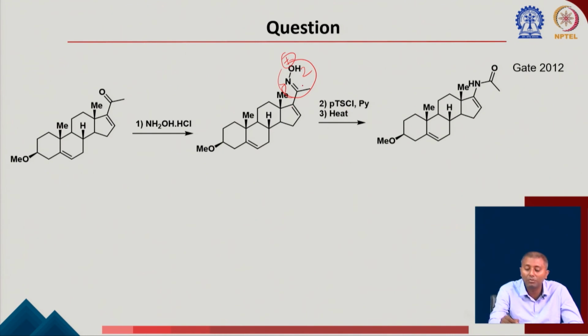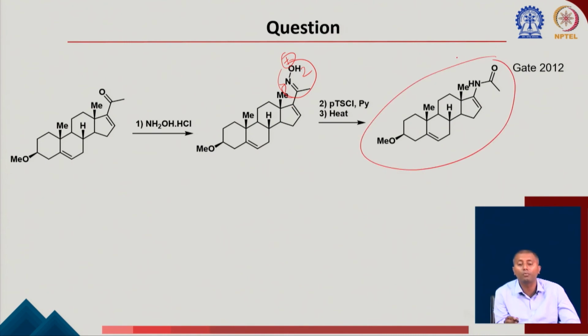So after the 1,2 shift, the intermediate is going to form, and water is going to attack to form the corresponding product. So you will end up getting an amide.